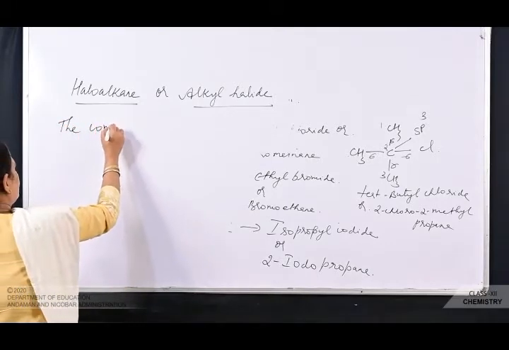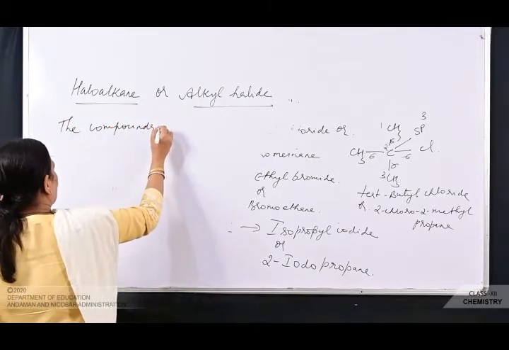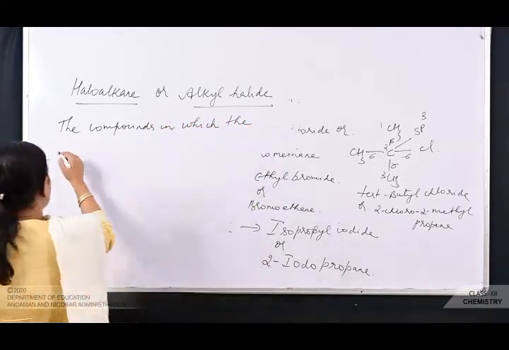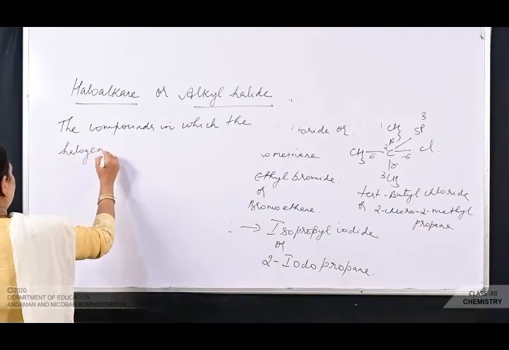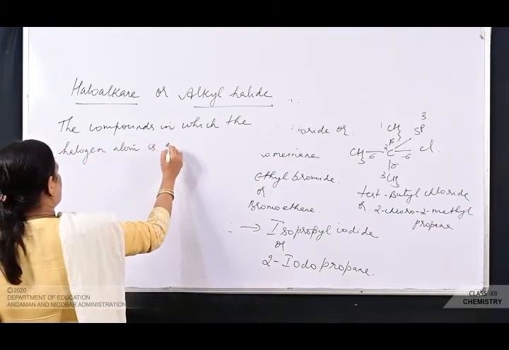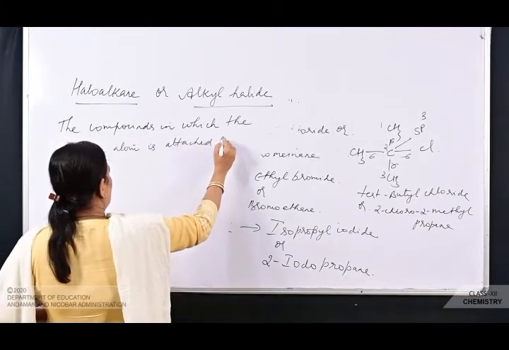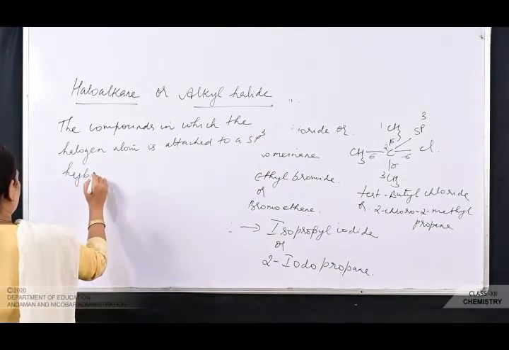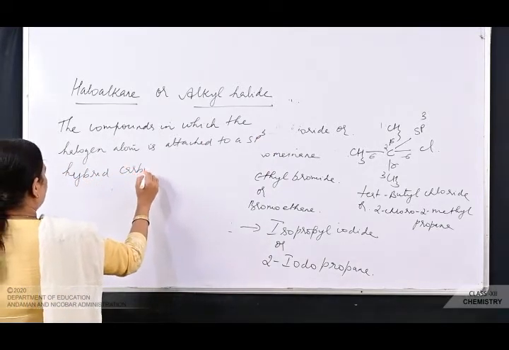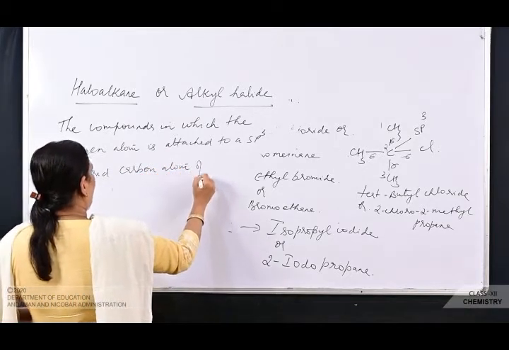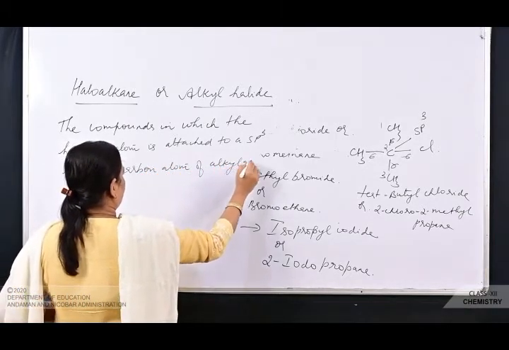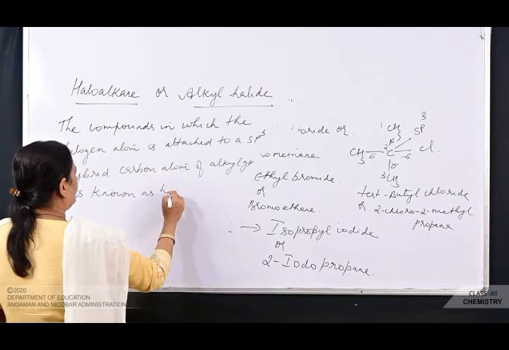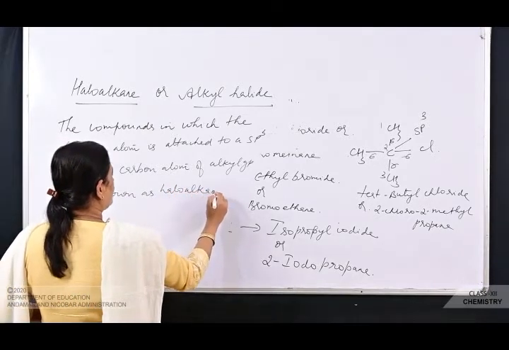The compounds in which the halogen atom is attached to a sp3 hybrid carbon atom of alkyl group is known as haloalkane. So this is the definition of haloalkane.